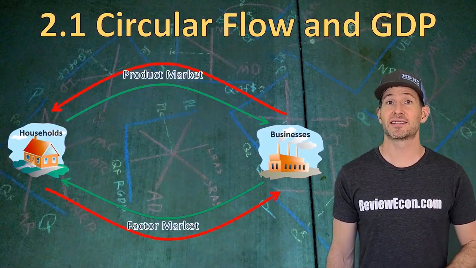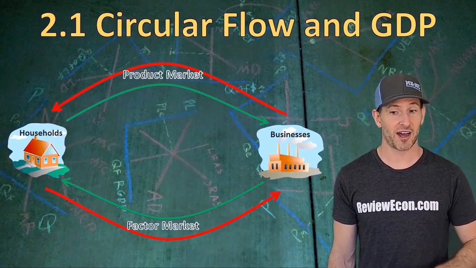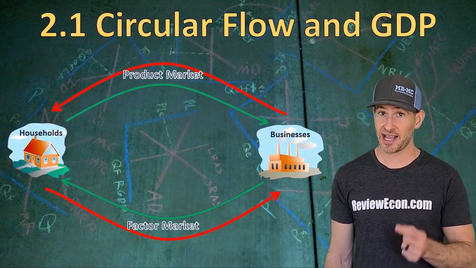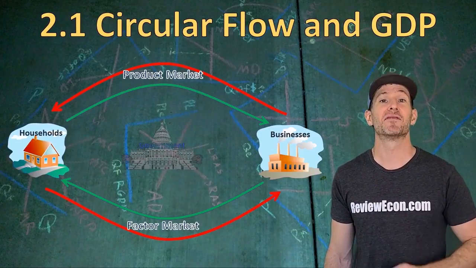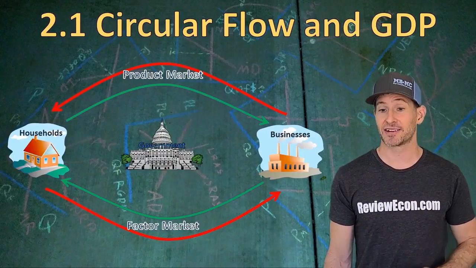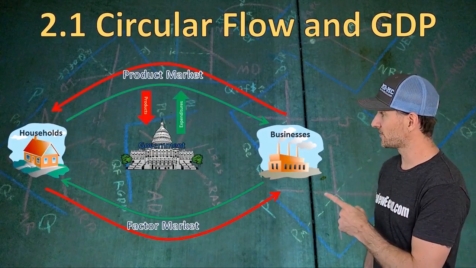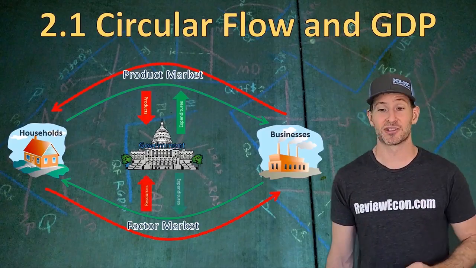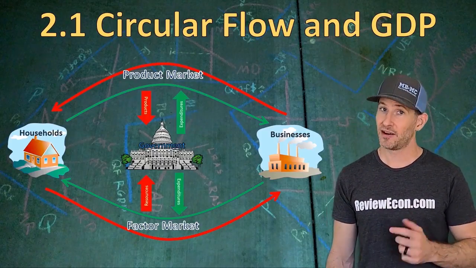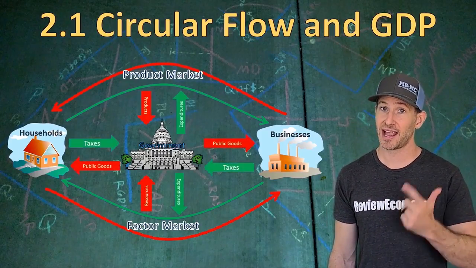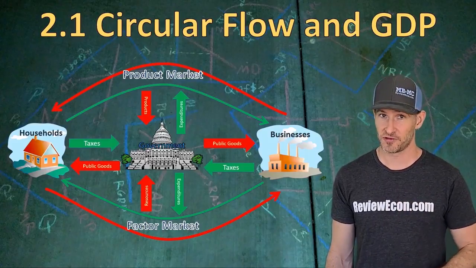Of course, in the United States, we do not have a purely free market economy. We have a mixed economy called capitalism or free enterprise. We have the government as a third economic actor. They get goods and services from the product market, and they get resources from the factor market. They also provide public goods to households and businesses and pay for them through taxes.